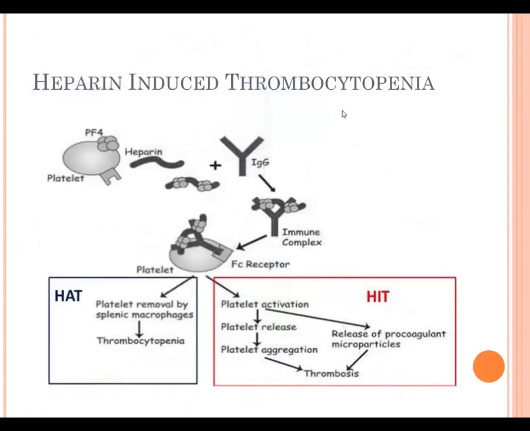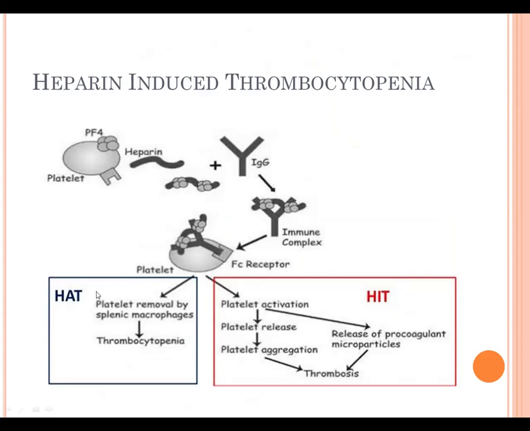Now, heparin-induced thrombocytopenia is very important because of its potential for severe clinical consequences. One is heparin-associated thrombocytopenia, the other is heparin-induced thrombocytopenia. In this, you can see the thrombocytopenia that occurs after receiving heparin, right?